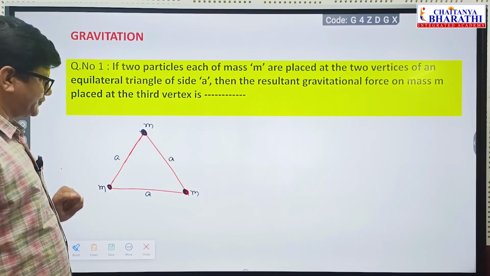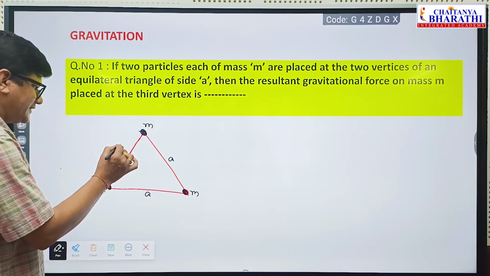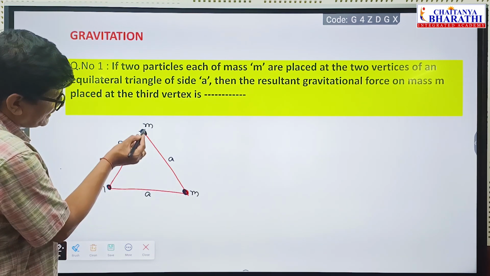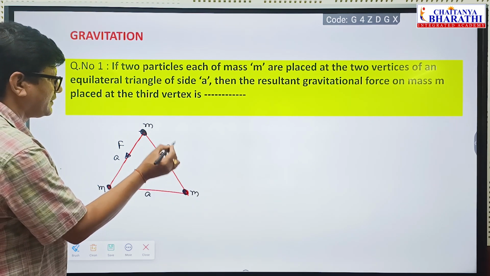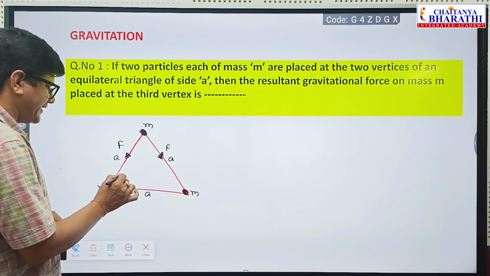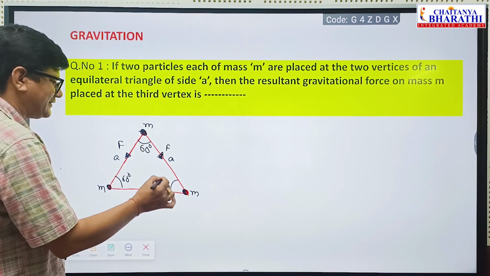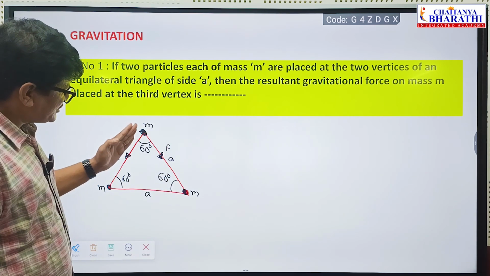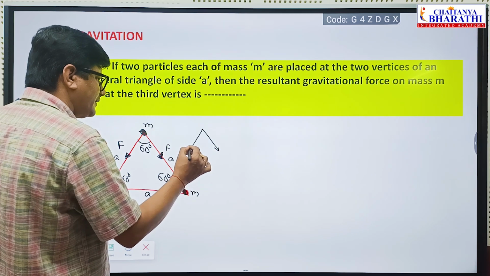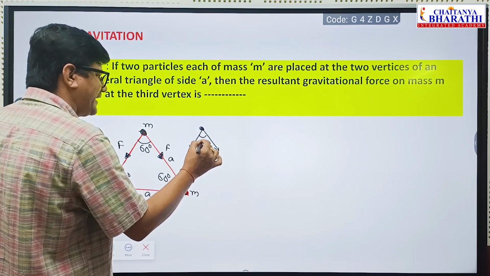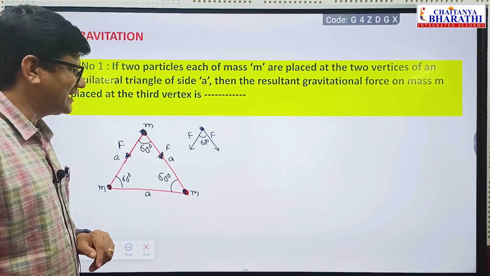Suppose we calculate that effective force. This mass attracts this one in this direction. This is one force. And this mass also attracts this one in this direction. This is another force. And these two forces, if it is an equilateral triangle, what is the angle, sir? 60 degrees. This is also 60 and this is also 60. It means these two forces on the third particle make an angle of 60 degrees. Distance is the same, particle masses are the same, therefore the force is also the same.